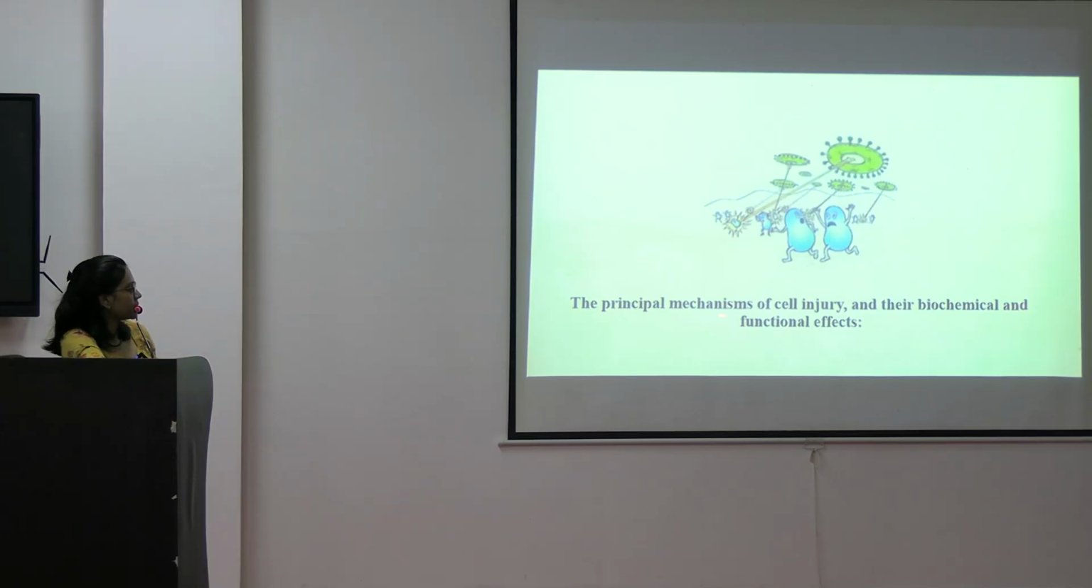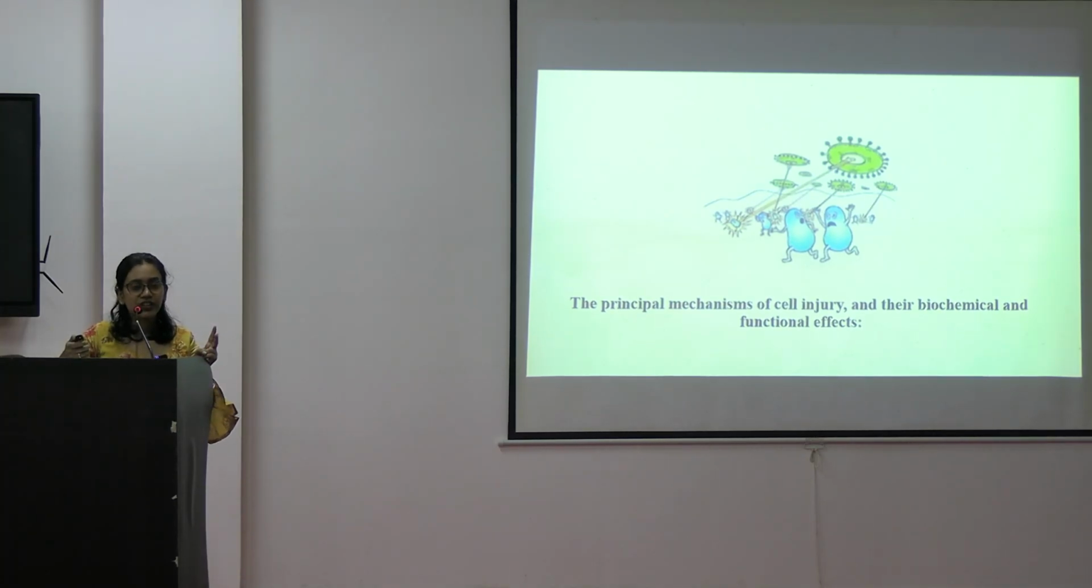So now we'll know the principal mechanisms of cell injury and their biochemical and functional effects. Before we start this, can anybody recall what organelles or parts of the cell get affected during cell injury? Cell membrane, then nucleus, ribosomes, endoplasmic reticulum, that will come in the membrane. Okay, membranes of either the cell or the organelles. That becomes the first. All of these organelles are not affected directly, the membranes are affected.